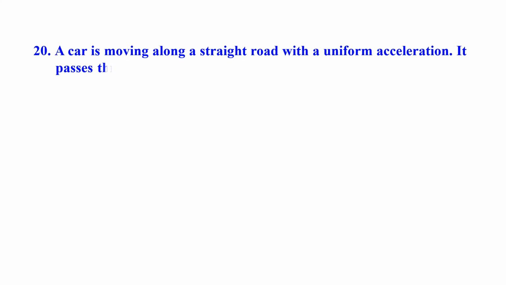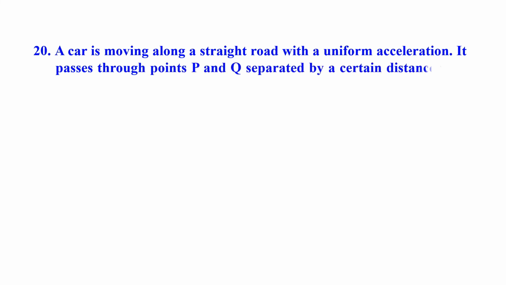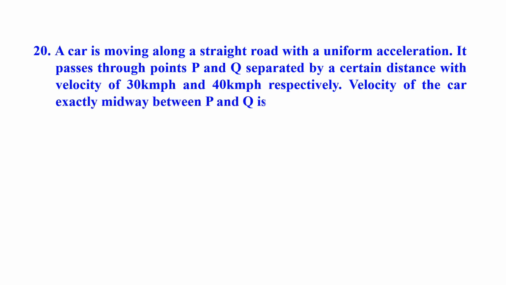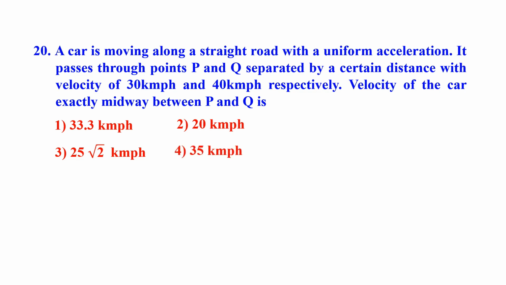Next, a car is moving along a straight road with uniform acceleration. It passes through points P and Q separated by a certain distance with a velocity of 30 km per hour and 40 km per hour respectively. The velocity of the car exactly midway between P and Q is 33.3 km per hour, 20 km per hour, 25 root 2 km per hour, 35 km per hour. Now let us go to the solution.